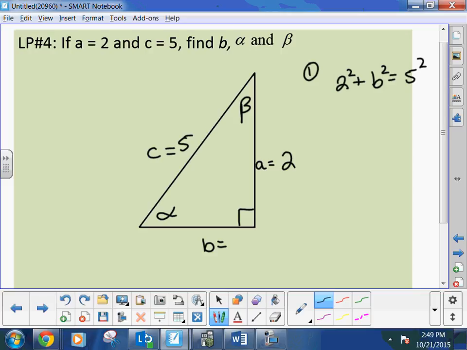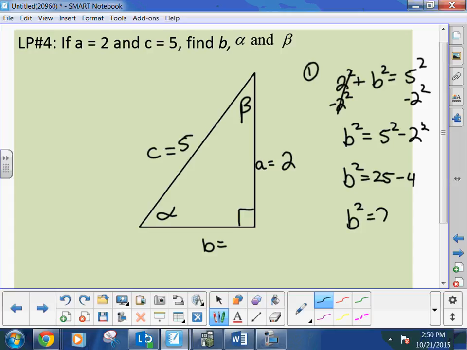In solving for b, let's subtract 2 squared from both sides, which gives me the ability to cancel that out. I'll be left with 5 squared minus 2 squared, which is just 25 minus 4, and that becomes 21. Once we write down 21, we take the square root of it. It's kind of like the grand finale of the Pythagorean theorem, taking the square root. And you get that b is the square root of 21.